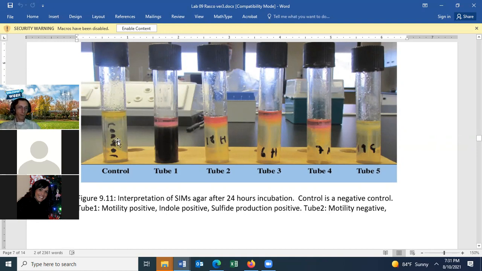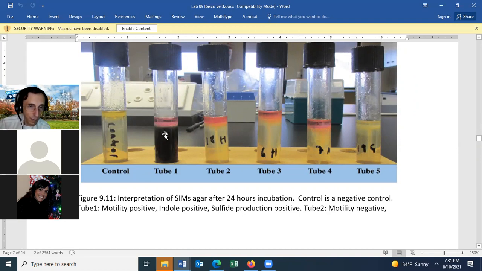So this is a negative tube, negative control, and there's no motility. Actually, I don't even see the bacteria growing there. No indole production, which is why it's not red, and no hydrogen sulfide being produced, which is why it's not black down here. Tube 1, hydrogen sulfide is produced, that's why it's black down here. You note the top of the tube is not black. You then add Kovacs reagent to the top of the tube, and it will be reddish or pinkish if it's positive for the production of indole.